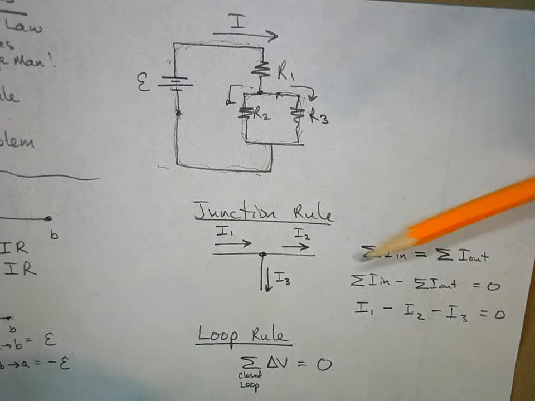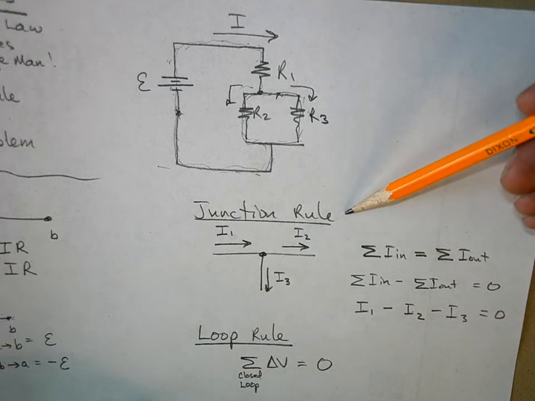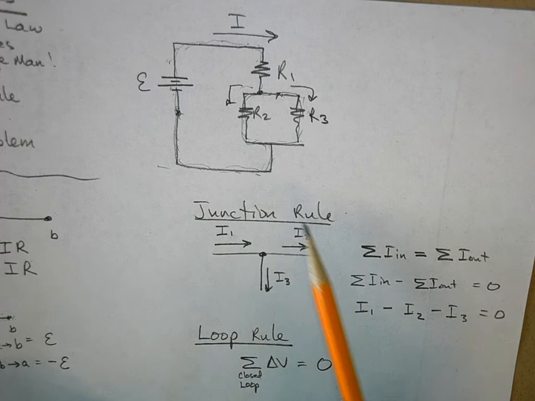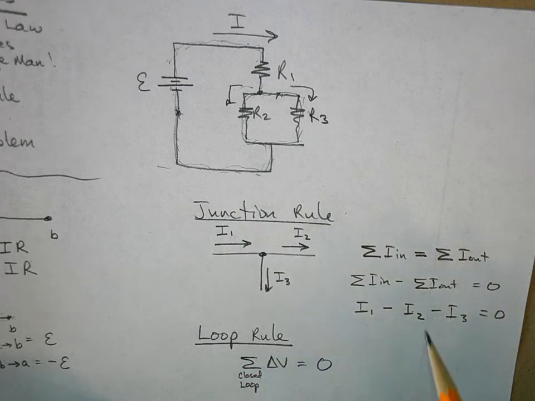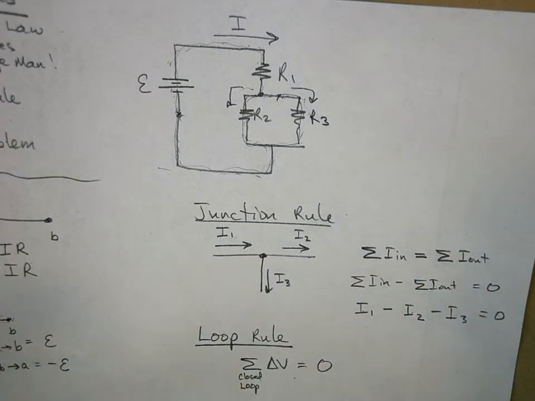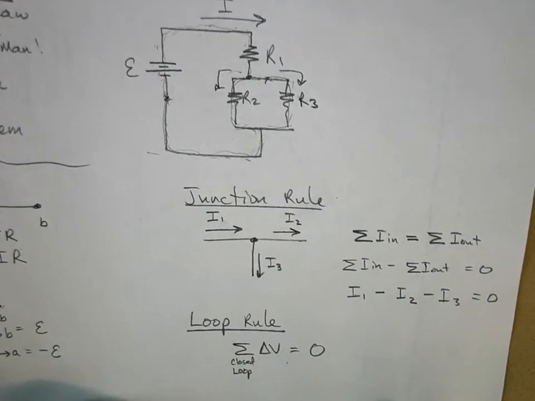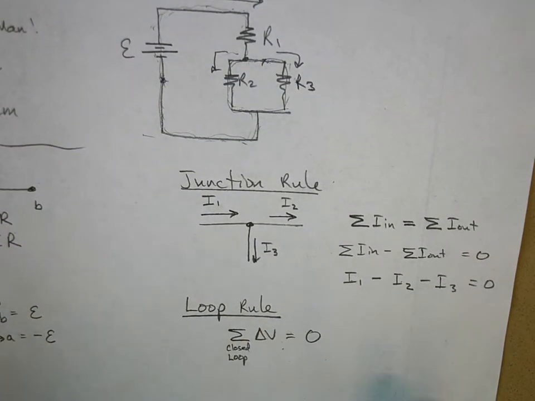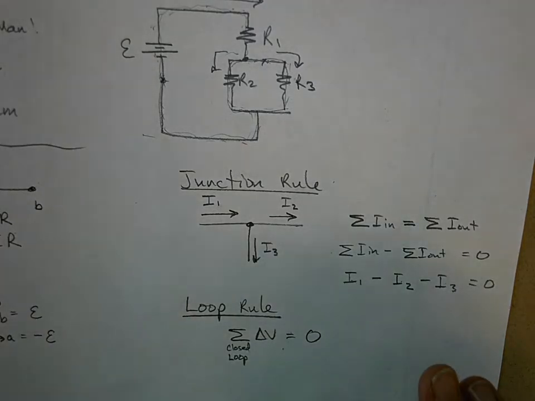So really the junction rule is conservation of charge, and the loop rule is really conservation of energy, or energy per unit charge. The junction rule is charge per unit time, and this is energy per unit charge. But same idea, conservation of charge, conservation of energy. And so what we're going to do now is use these ideas to develop a system of equations that will allow us to solve any circuit. And really the best way to do this is to just do an example. Now let's start off with a really simple example.